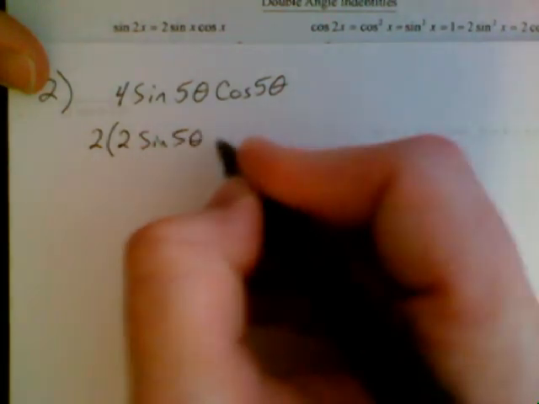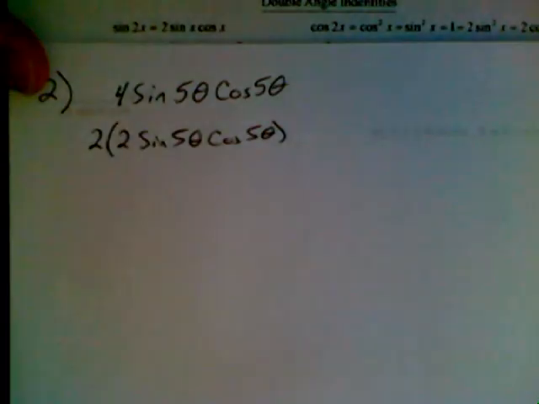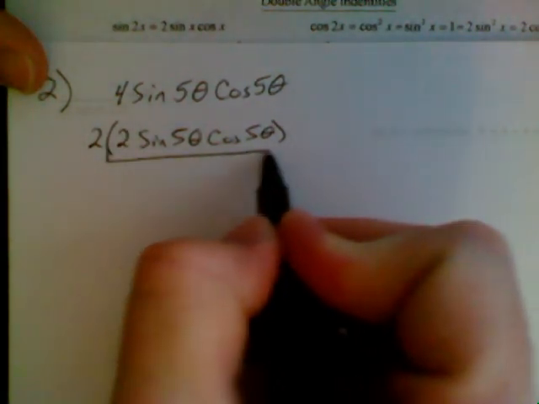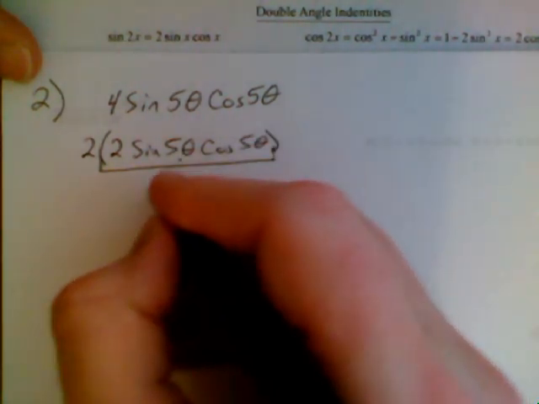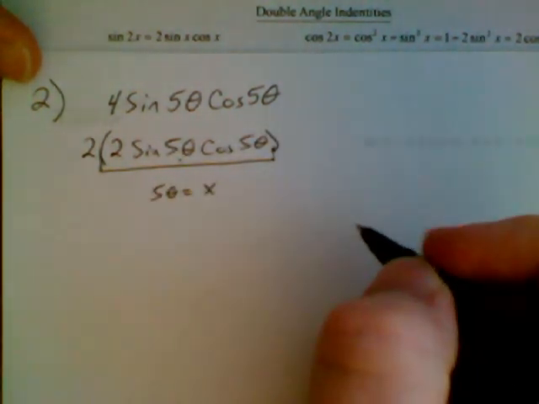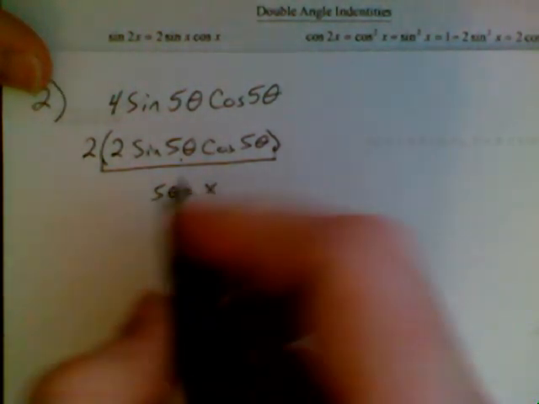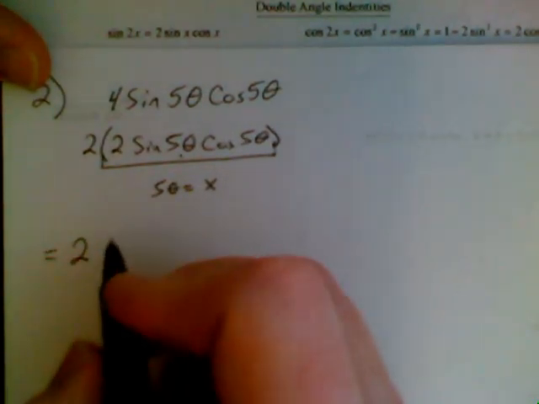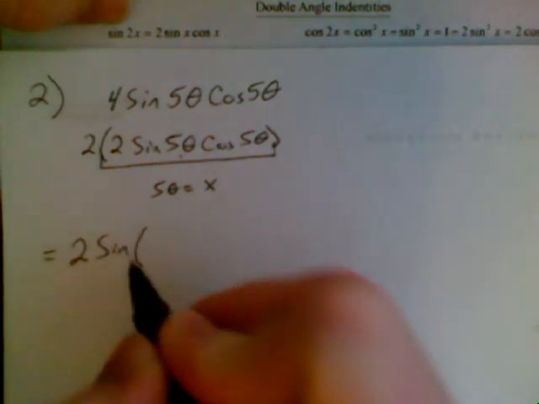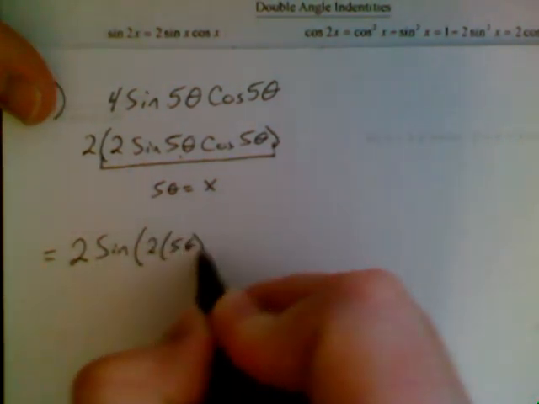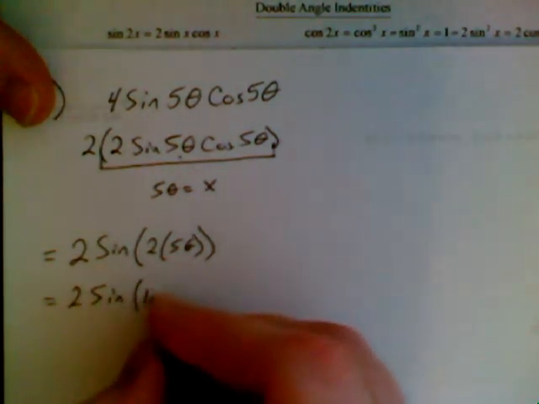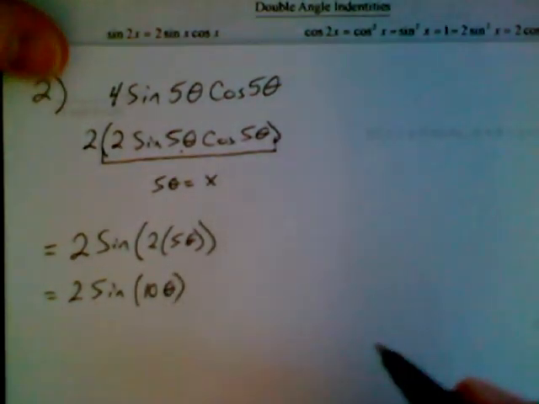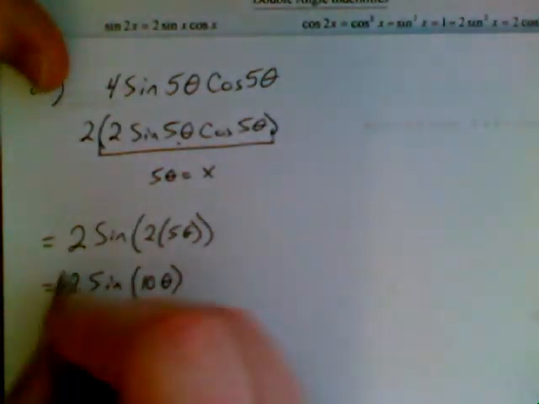So what I'm going to do is write this as 2 sine of 5 theta cosine of 5 theta. In doing so, I now see that this is comparative to this identity up here, assuming that 5 theta in the identity is equal to x. So this is really supposed to be equal to 2 sine of 2 times x. Well, what's x? 5 theta. So I have 2 times 5 theta. What is that really? That's 2 times the sine of 10 theta. And I have written this as a single trigonometric function, so this is done.